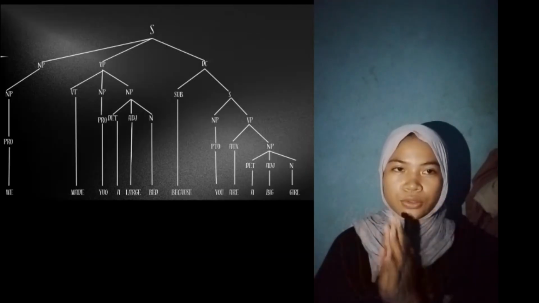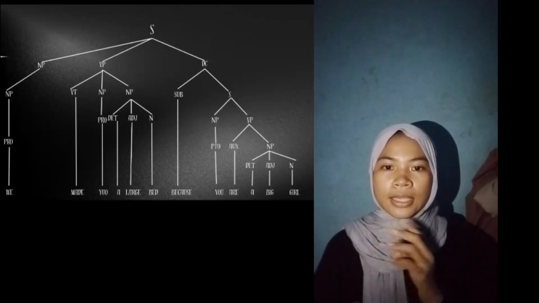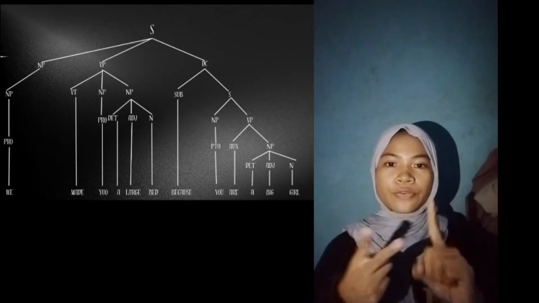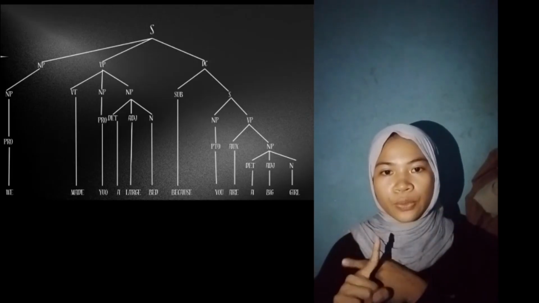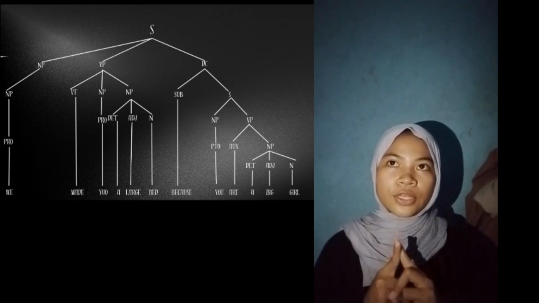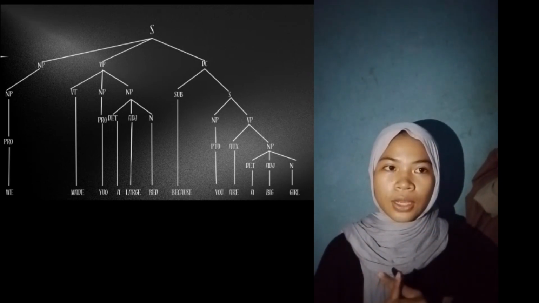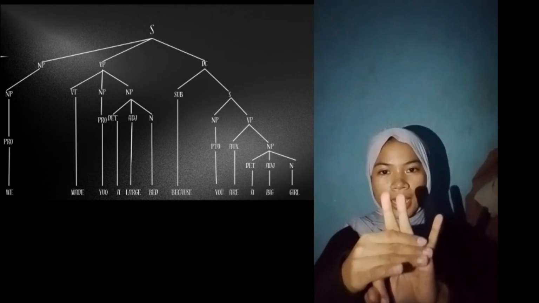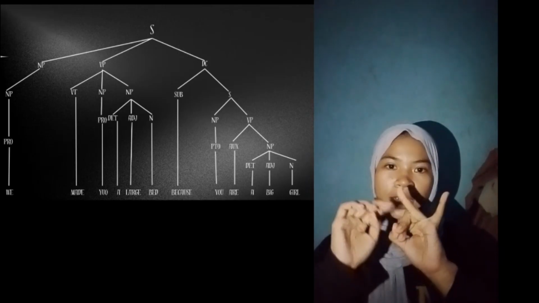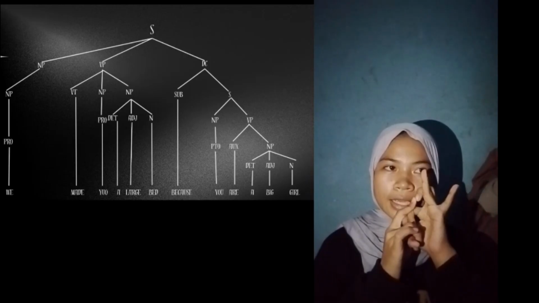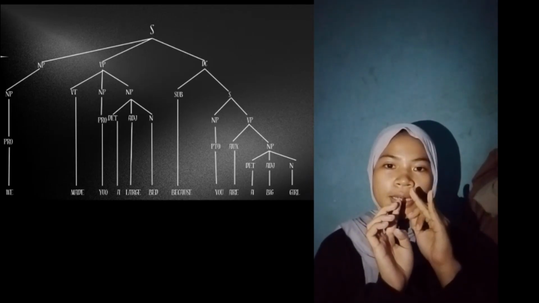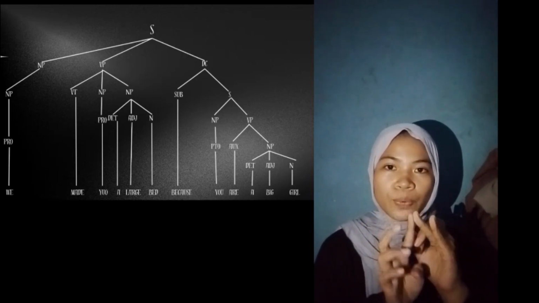Adapun strukturnya itu seperti yang ada di gambar. Nah, strukturnya itu sentence turun 3, yang dimana itu NP, VP, DC. NP itu hanya turun 1, yang dimana pronoun we. Sedangkan VP itu terbagi jadi 3, yang dimana VT, NP, NP. VT itu hanya turun 1 juga, yang dimana itu made. Sedangkan NP juga turun 1, pronoun you.